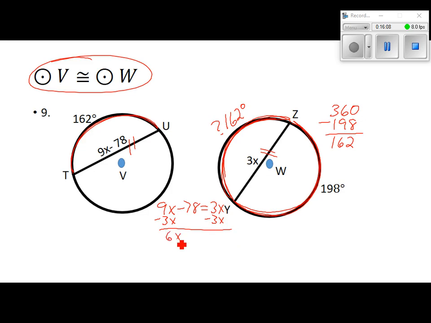That leaves me with 6x minus 78. A lot of you do this, and I want to make sure you understand. 3x minus 3x leaves you with 0 on that side. Don't let that confuse you. Now we add 78 to both sides. We end up with 6x equals 78. Then we divide both sides by 6. And you end up with x equals 13.